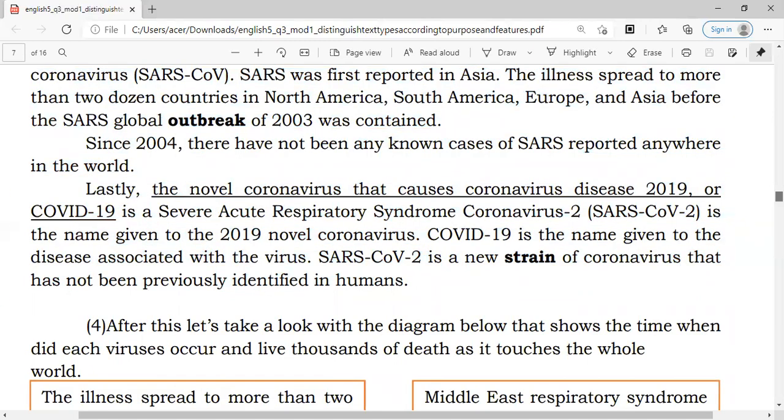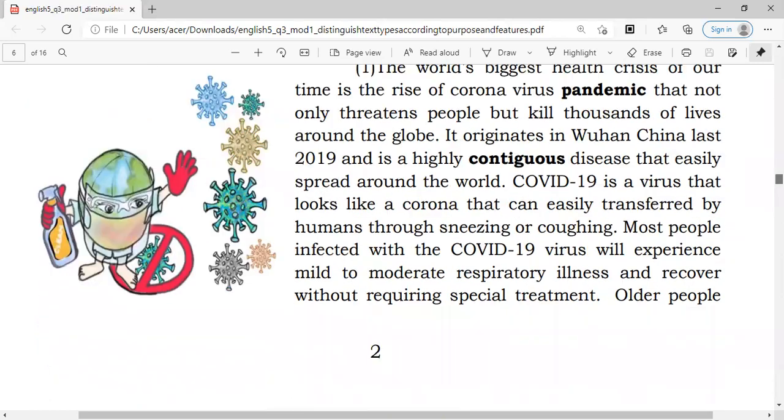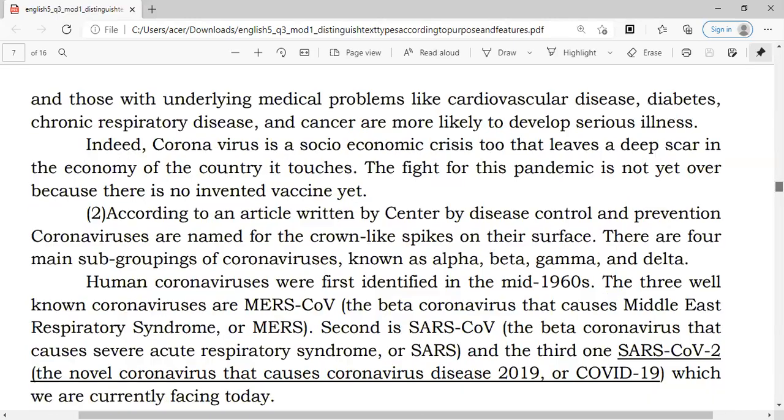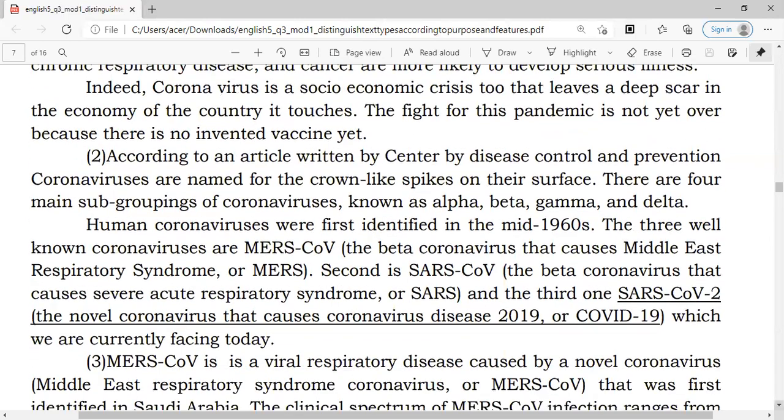Number 3. So again, let's go back. For paragraph 1, there's an elaboration of coronavirus, what is coronavirus and more. For number 2, we have here four main subgroupings of coronaviruses known as alpha, beta, gamma, and delta. And there were three identified coronaviruses mentioned here.